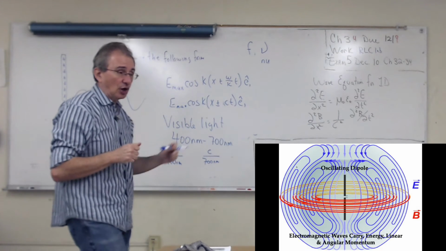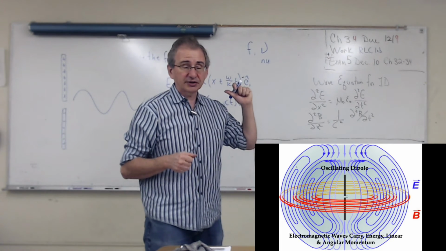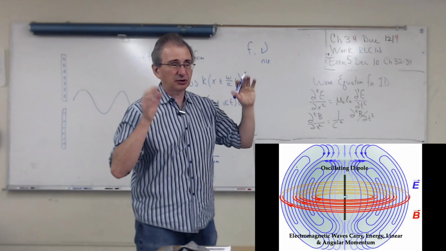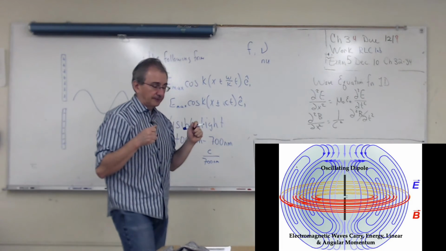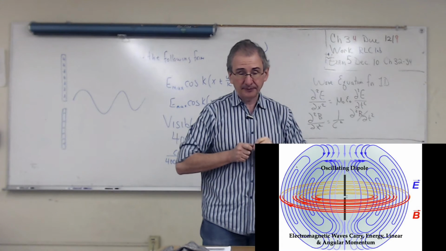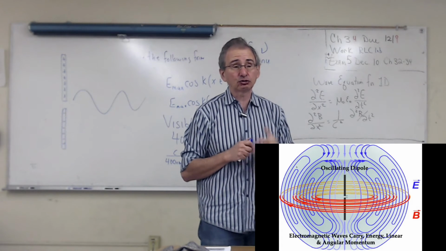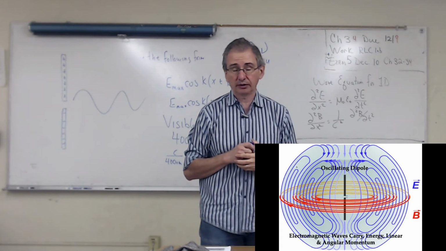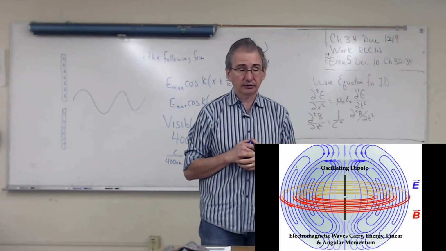When you're really close to the source, generally it's between 2 and 10 wavelengths, the waves are difficult to describe. The amplitude of the electric field drops as 1 over r squared. So does the magnetic field.